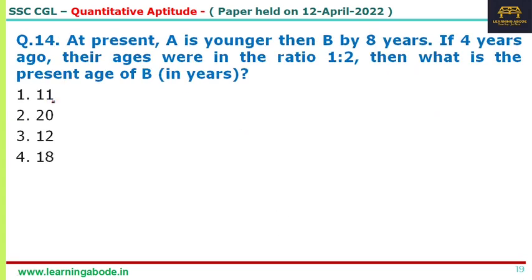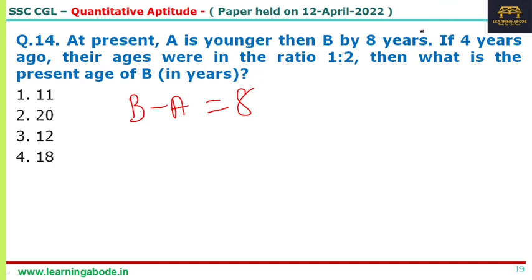Now question number 14. At present, A is younger than B by 8 years. When they say at present the difference is 8, it's not just at present. Whether it is the past or the future, at all times the difference is always 8.